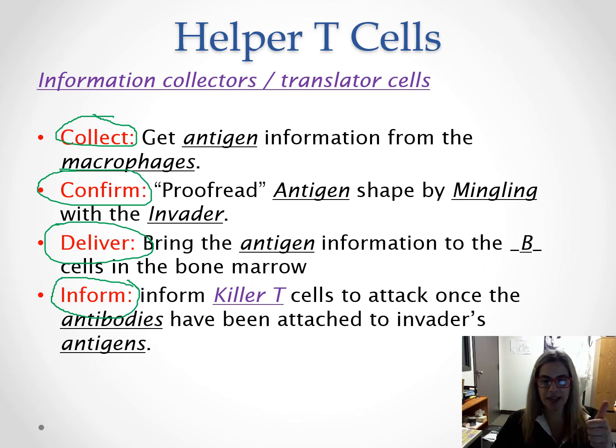So get the antigen information from the macrophage, confirm it, proofread it, pass it on to the B cells so the B cells can make antibodies. Once the B cells have made antibodies and they've attached themselves to the pathogen and the pathogen is immobilized, then the helper T's call the killer T's, and the killer T's come and they destroy the pathogens.